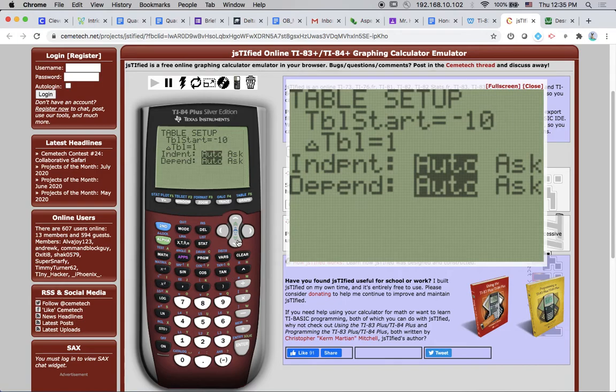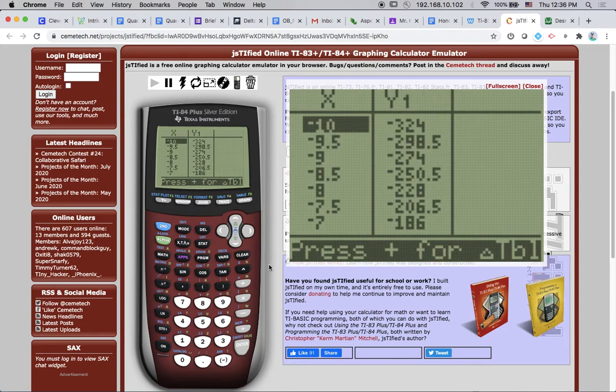And if the vertex is not happening at an integral value, I might not want the changes in the table values to be 1. I might want them to be something different, like a half. And so when I go to the table now, you'll see that it starts at negative 10, and my values are going by halves. There's a negative 10, and then here's an output, but the next input is negative 9.5, and then negative 9, and so on.